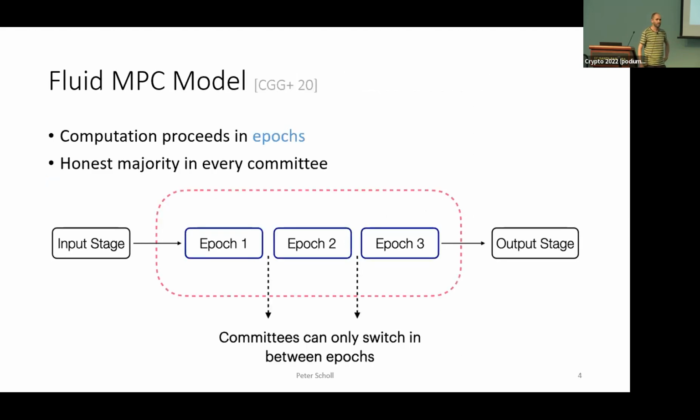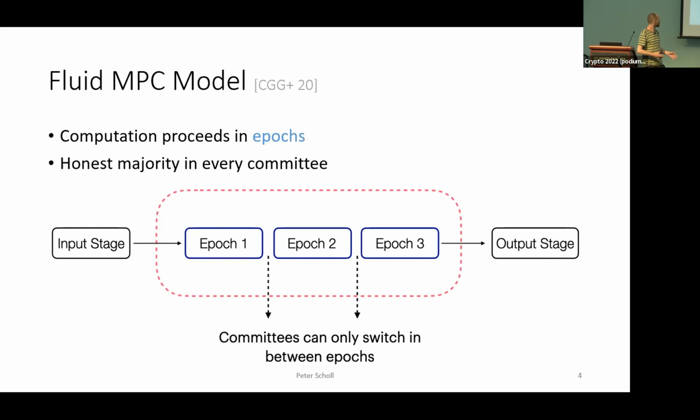So the fluid MPC model is this work by Chowdhury et al. from Crypto 2020, which is what we build on in this paper. In their model, they have the protocol divided into a series of time periods called epochs, where in each epoch, we have associated with that time period a fixed committee of parties who are running the protocol at that time. And they're the only ones to be online during that epoch.